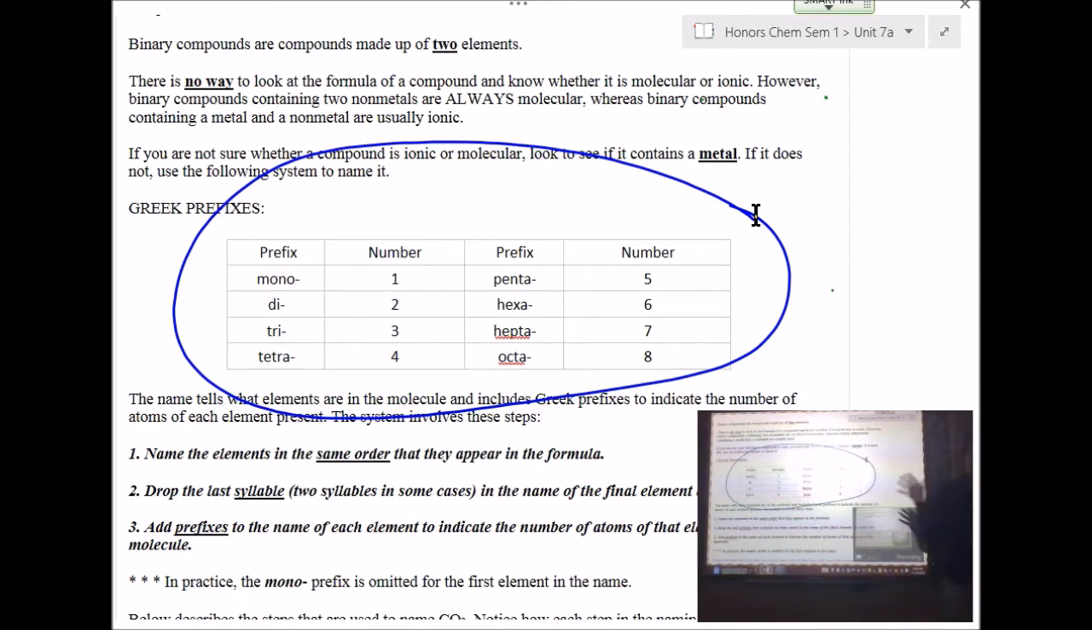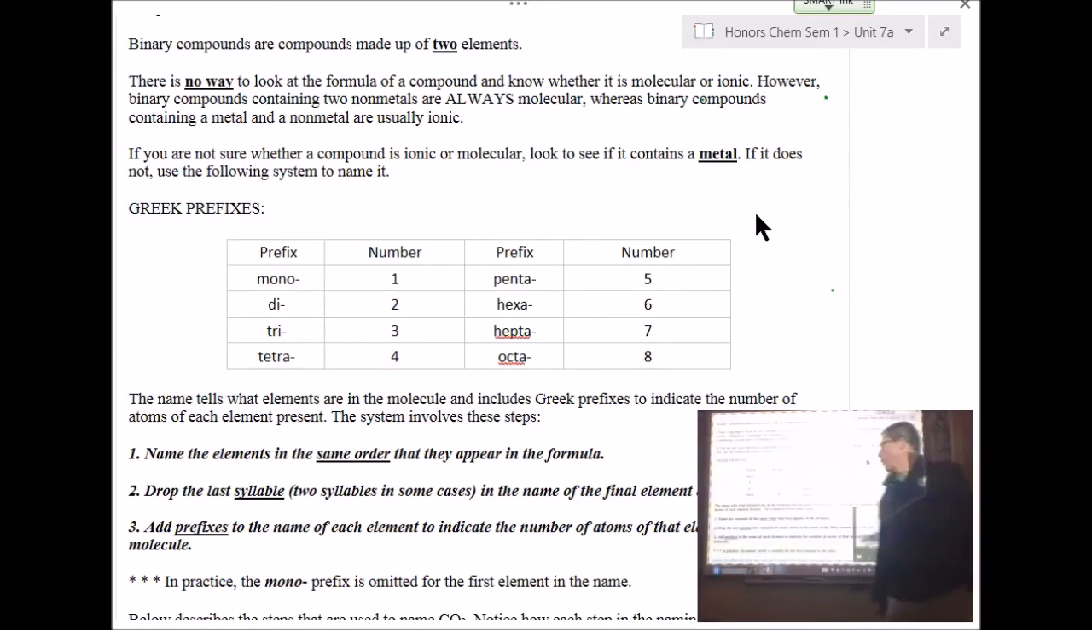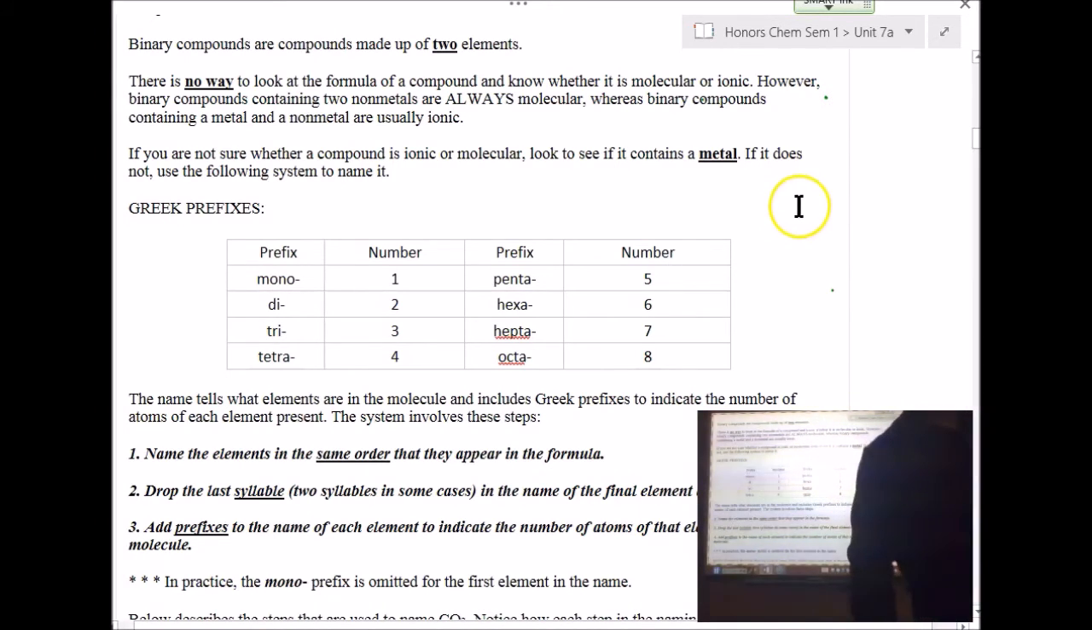Now for this class, we don't go beyond octa. In AP, we go 2 more. We go nano and deca. But the reality is, this is all you need to know, for at least for my class. And I don't know what Mrs. Sedgwick does, but she might go nano, deca. But you're not losing anything by not knowing those other 2. But you do need to know these Greek prefixes. And the only time that we use the Greek prefixes is when we have a non-metal with a non-metal. That's the only time. You will never, ever, ever use these when we have metal with non-metal. So, mono, di, tri, tetra, penta, hexa, hepta, octa. Okay. So there's something you get to memorize.